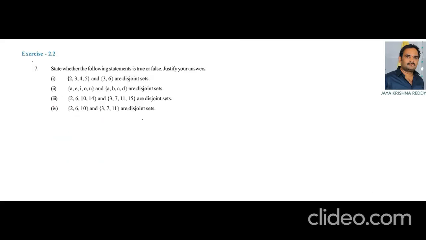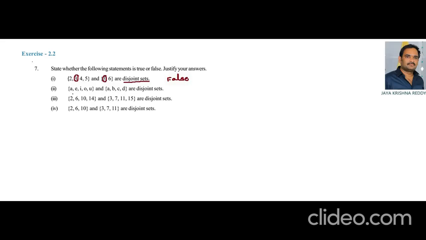From exercise 2.2, let us solve this question. State whether the following statements are true or false. Justify your answers. From the first question, two sets are given with elements 2, 3, 4, 5 and 3, 6. Here it is stating that these two are disjoint sets. Disjoint sets means they should have no common elements. But here 3 is the common element for both the sets. So these two are not disjoint sets and the given statement is false.